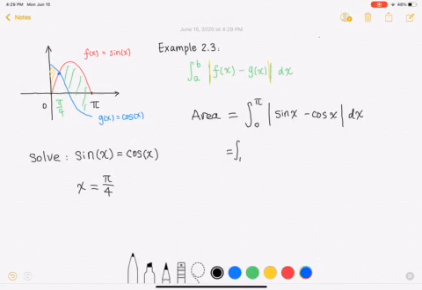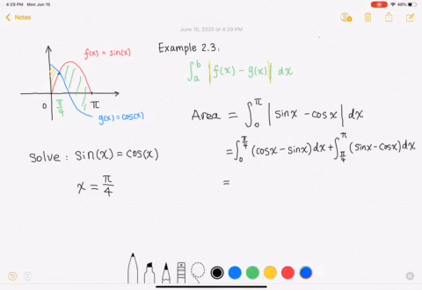So from 0 to pi over 4, cosine of x is bigger than sine of x. So we subtract this way, then it's positive, dx. Then over the interval pi over 4 to pi, the function f of x, so sine of x, is greater. So we rewrite the integral this way, then we will be able to solve for the values.